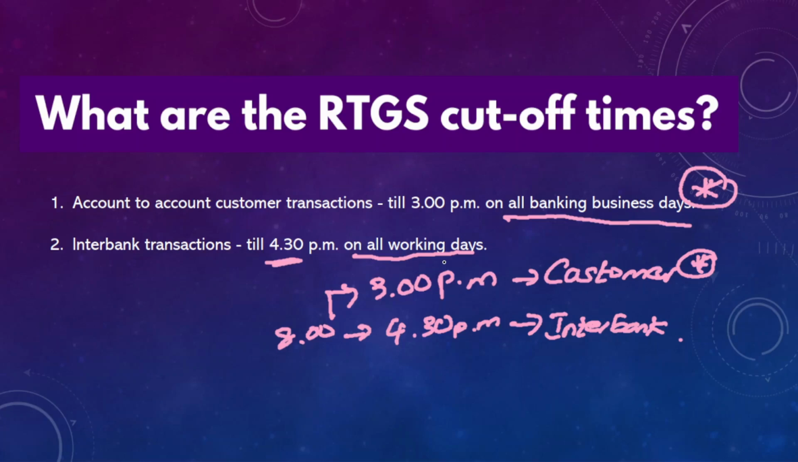For example, let's say it's a working day but not a banking day. Let's say it's a holiday for bankers but all others are working. Still, yes, RTGS, let's say it's an interbank related transaction. The bank is allowed to do such a transfer.